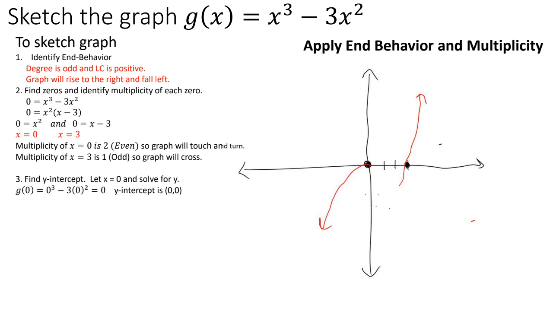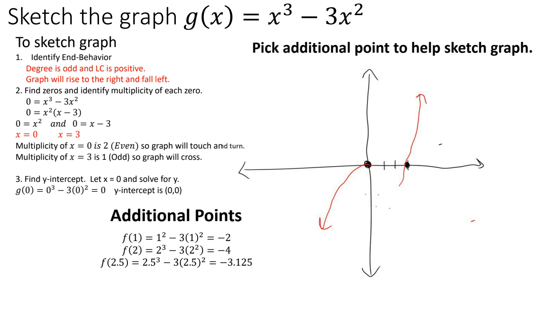But then we don't know what's happening in between here. This is where we want to put some additional points. So some additional points to plot. In this case, I just picked 1 and 2 and 2.5. And the way that I chose these is, again, I picked values that are between these 2 points. Okay, so that's why I picked the 1 and 2.